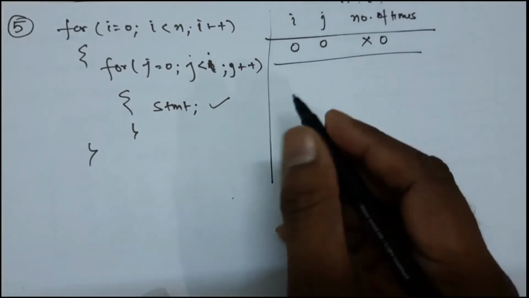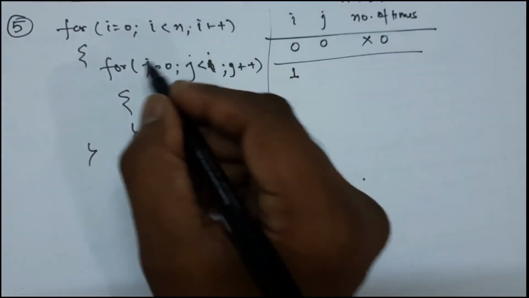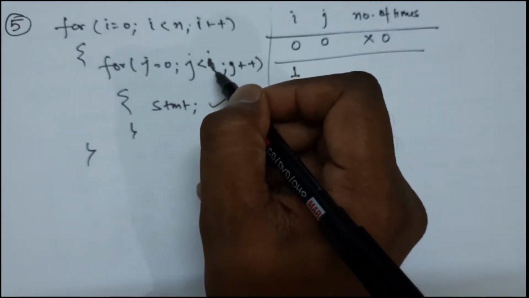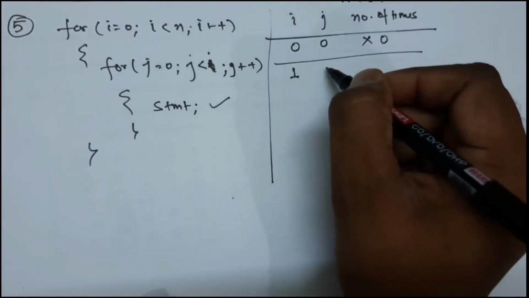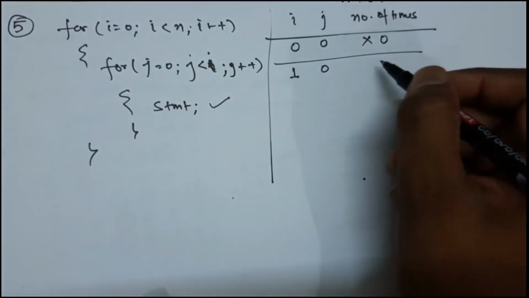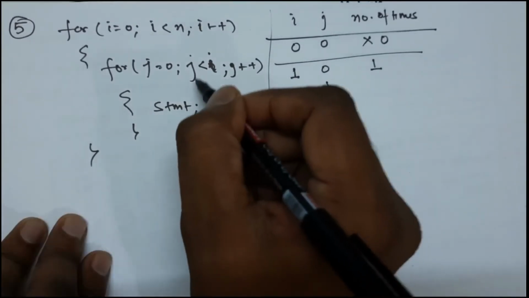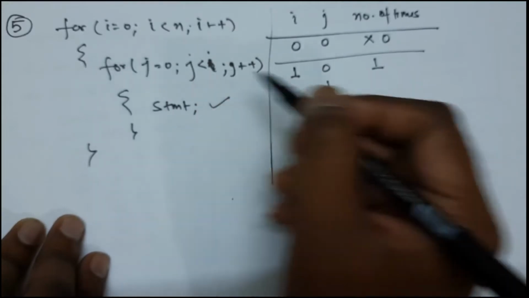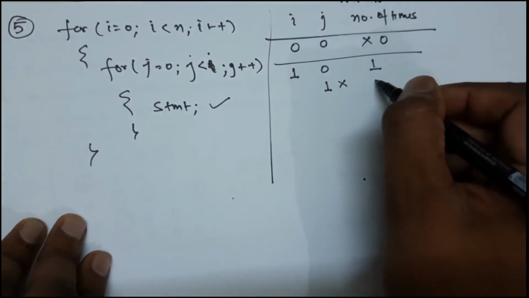Now the second time, when i equals 1, this second loop will be running for j equals 0 to j less than 1. So first it will go for j equals 0, and it will be executed one time. Now j equals 1, so this condition will be false because 1 is not less than 1, so this will not be executed, meaning 0 times.